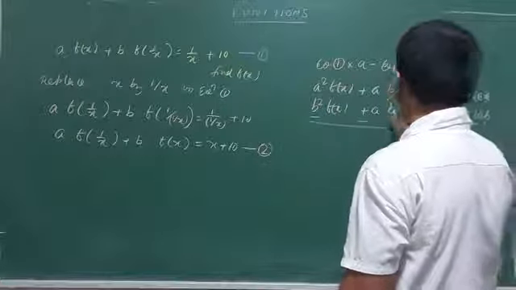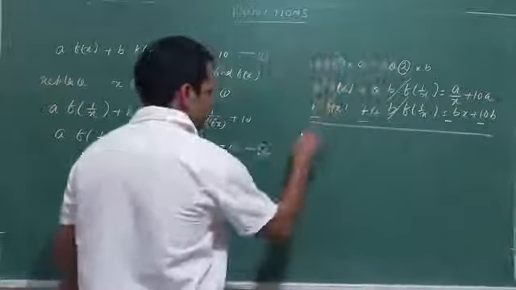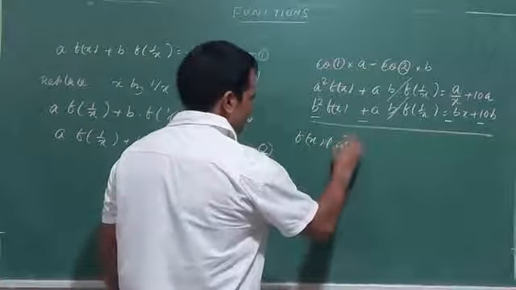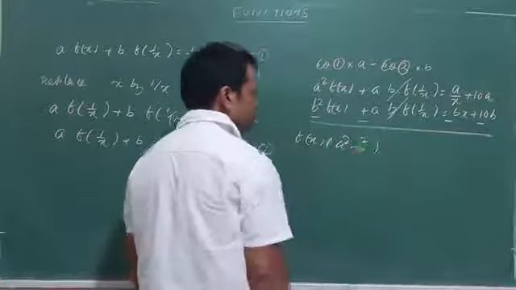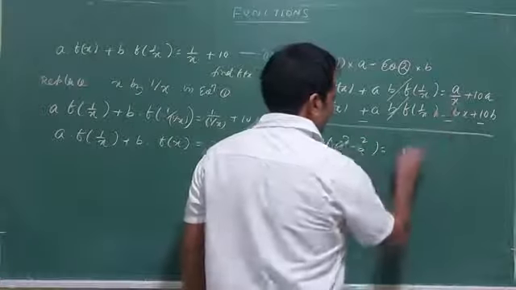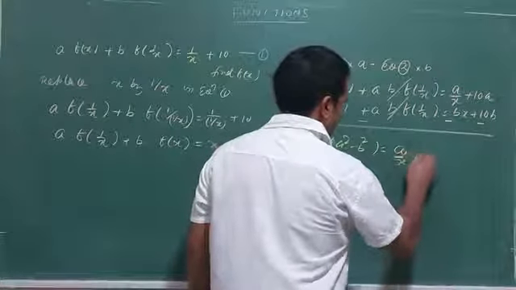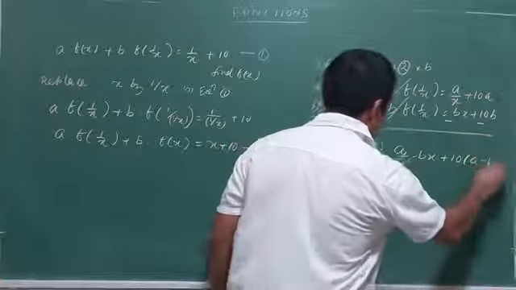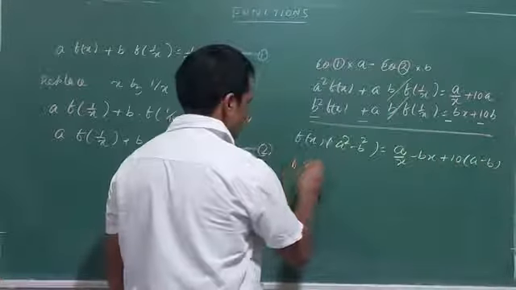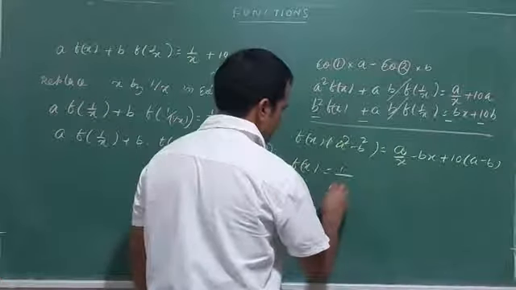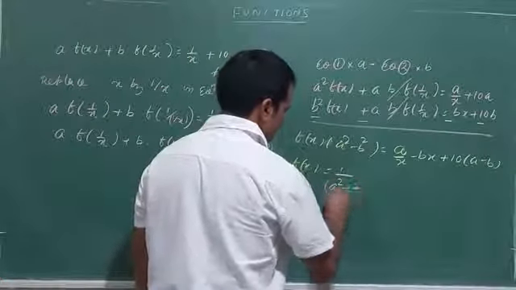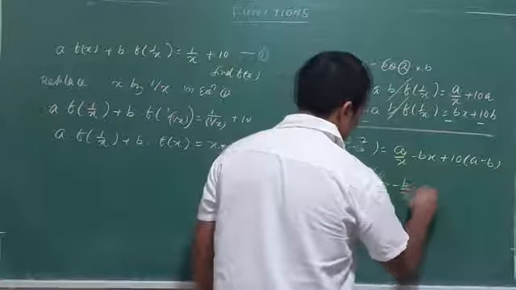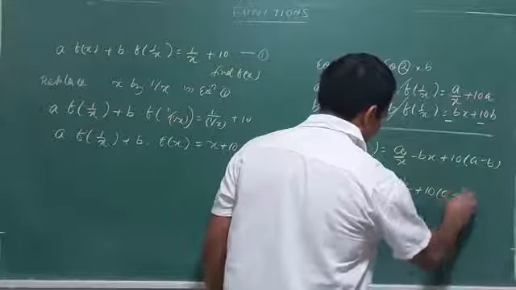This will be cancelled out. Take f(x) common: (a² − b²) f(x) equals a/x − bx + 10(a − b). So f(x) equals 1/(a² − b²) times (a/x − bx + 10(a − b)).